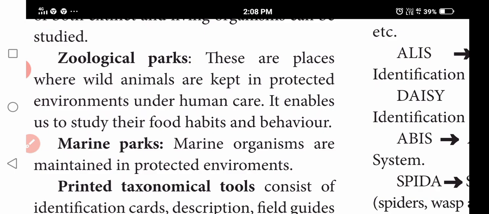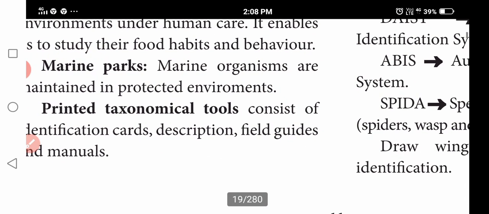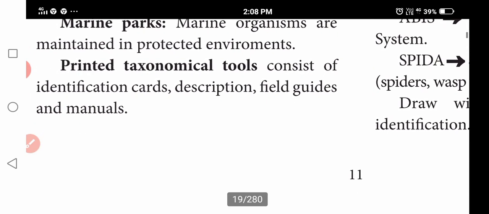A botanical garden is a place where flowers, fruits and vegetables are grown. This place provides a healthy and calm environment. Zoological parks are areas where wild animals are conserved. In India, there are around 800 zoological parks. Next are marine parks, where some organisms stay in the marine area. Then printed taxonomical tools: identification codes, descriptions, notebooks, diaries, and manuals.